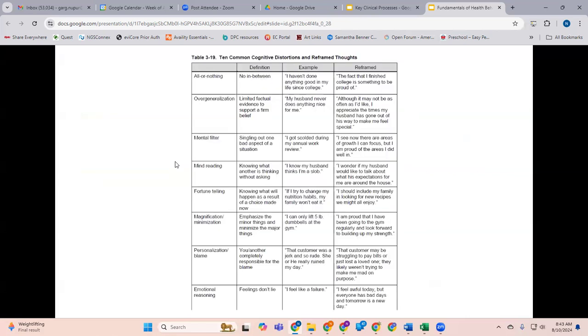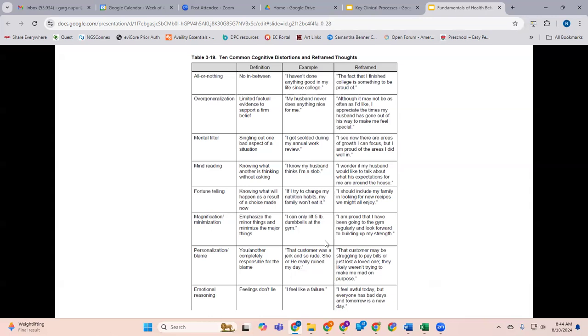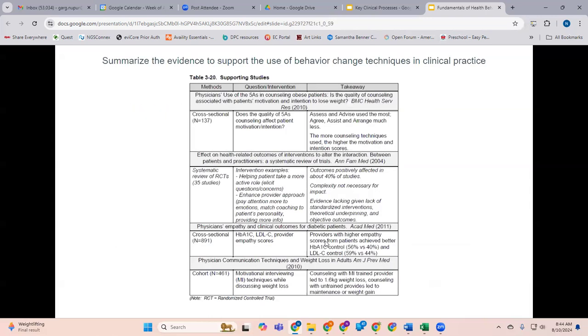So, 10 common cognitive distortions and reframed thoughts. Again, reframing, not just reflecting. You have all-or-nothing thinking, overgeneralization, mental filter, and we've all seen these: mind reading, fortune telling, magnification, minimization, and then personalization, blame, emotional reasoning, mislabeling, and disqualifying the positive. We put a ton of examples in here. If you have any questions, please let us know.